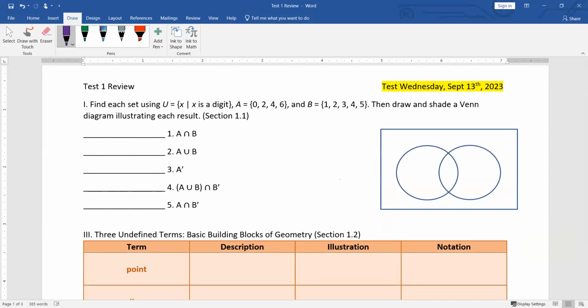So in this case, we have 3 different sets. We have set U, where X is a digit. We have set A with 0, 2, 4, and 6, and then we have B. And just as a reminder, the way this is written is called set builder notation.